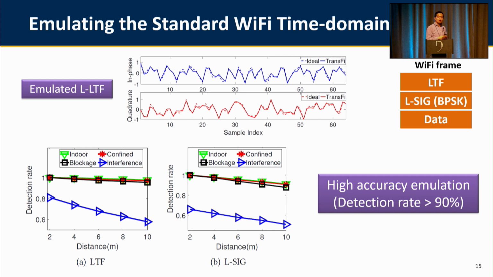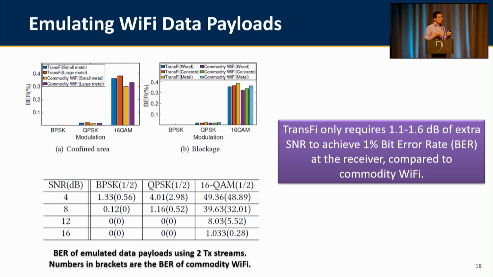And furthermore, we are also emulating the standard Wi-Fi time domain signal, including the standard Wi-Fi preambles and the Wi-Fi data payloads. So this figure shows that we can precisely approximate the standard Wi-Fi preambles in different cases, and the emulation accuracy in this case, for most of the Wi-Fi preambles, can achieve higher than 90%. Then, when we are emulating Wi-Fi data payloads, even if these data payloads are being transmitted at high speed, we only need an extra 1 to 1.5 dB in order to reach a very low BER, lower than 1%.